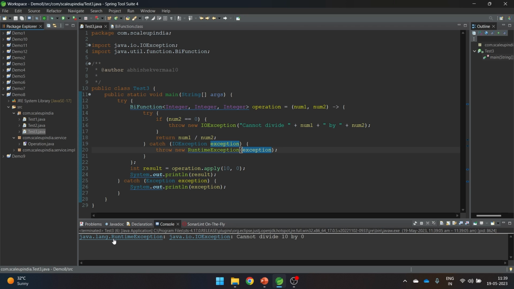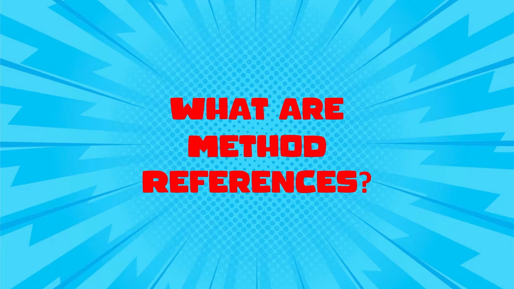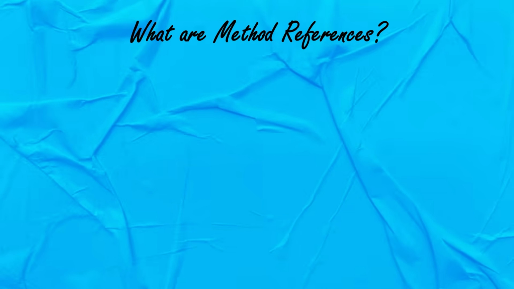So we are throwing a runtime exception. Within that we had an IO exception, and the message with the IO exception is cannot divide by 0. So this is the way how we can throw a checked exception embedded in an unchecked exception while using the default functional interface. So now let's try to understand what are method references in Java.